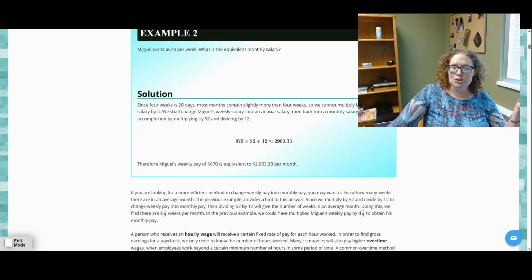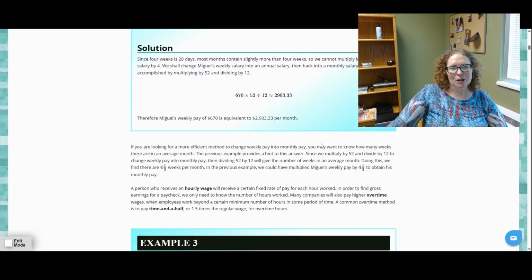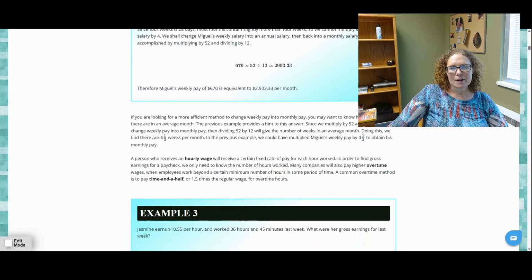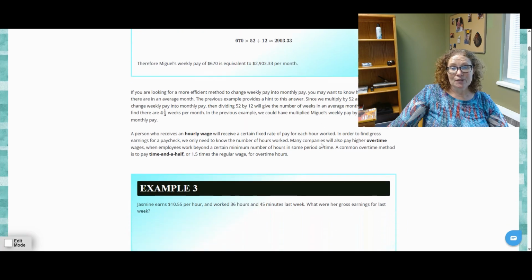So we would have to change it to an hourly first, then back into a monthly. So it kind of gets a little crazy there, but you multiply by 52 because we're talking about the weeks. Then you're going to divide by the 12, and you're going to get the 2903.33 a month. So that's how you would figure out that way.